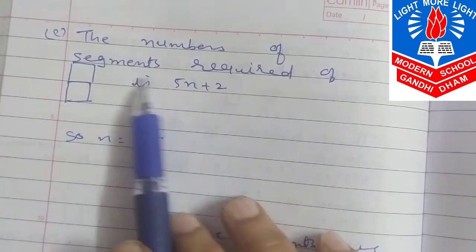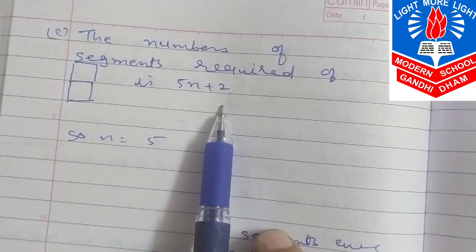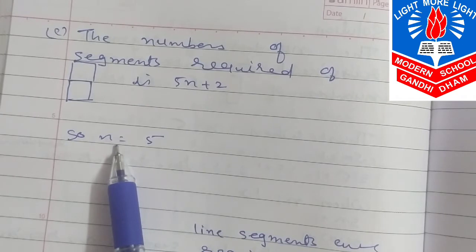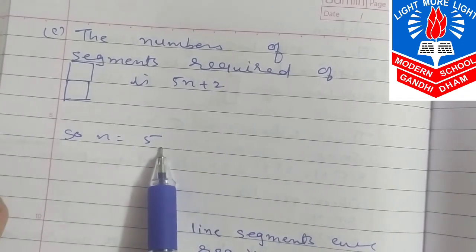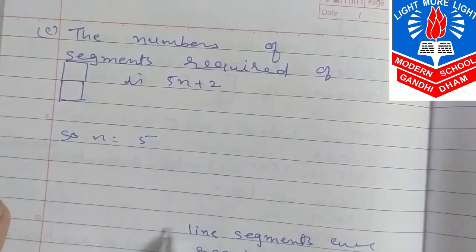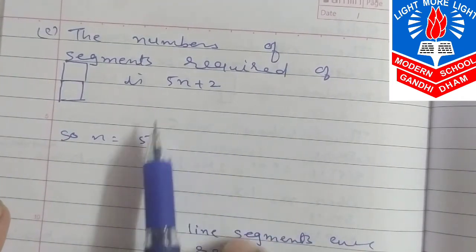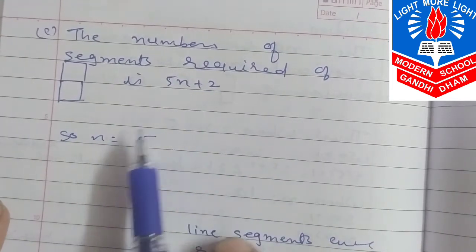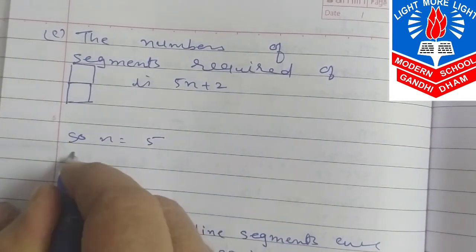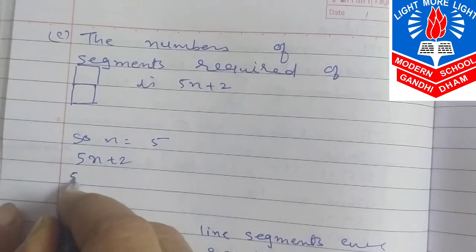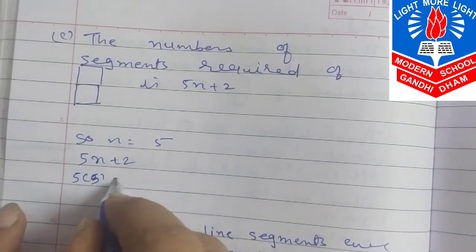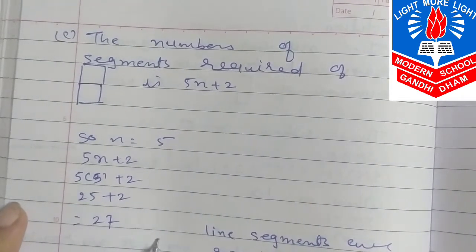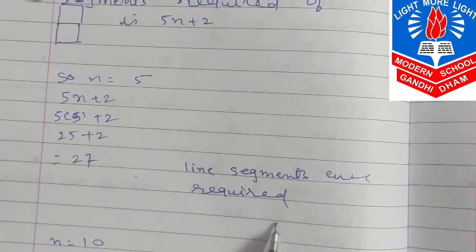The number of segments required for 8 is 5n plus 2. Okay, this is given. So here also we find the n, value of n is equal to 5 is given here. So if we want to make 5 of 8, how many line segments do we require? So we put the value of n is equal to 5. So 5n plus 2, 5 into 5 plus 2 it means 25 plus 2 is equal to 27 line segments are required.